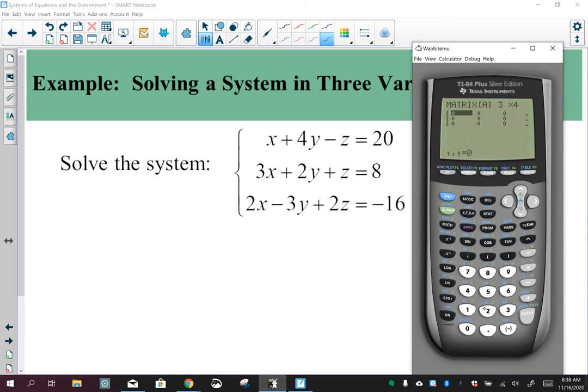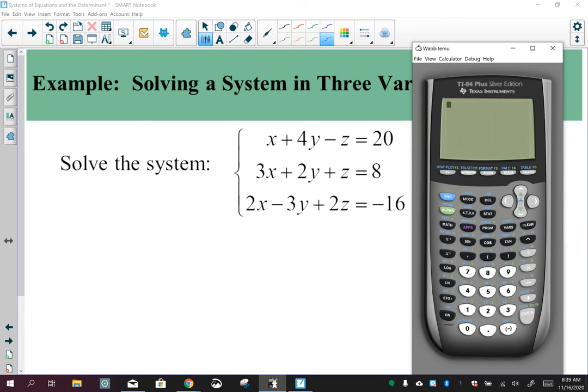And all I'm going to do is type in my answers here, or my coefficients. You should remember this from last year in Algebra 2. And 2, -3, 2, and -16. So this is just a different way of plugging it in if you don't want to use the apps. Like this calculator doesn't have the apps, so I'm going through matrix form. So for those of you who do not have it, this is how you're going to approach it.